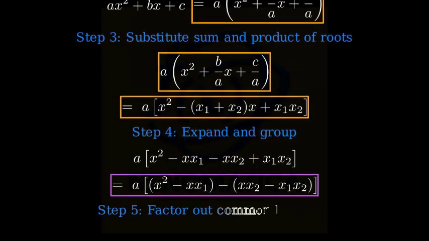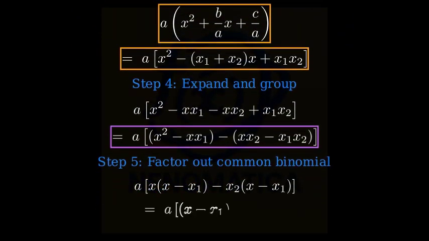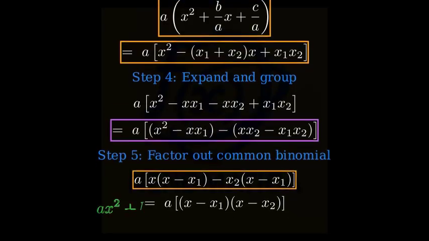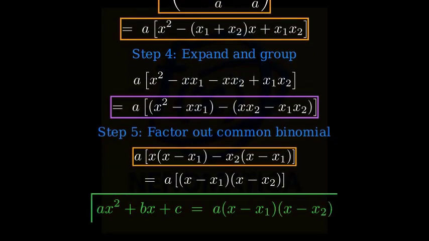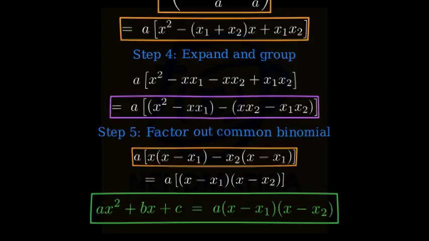Step 5. Factor each group, then pull out the common binomial. From the first group, we factor out x, and from the second group, we factor out x sub 2. That yields a times x minus x sub 1, minus x sub 2 times x minus x sub 1. Now the common factor is x minus x sub 1. Factor that to get a times the product x minus x sub 1 times x minus x sub 2. This is the factorization based on the roots.